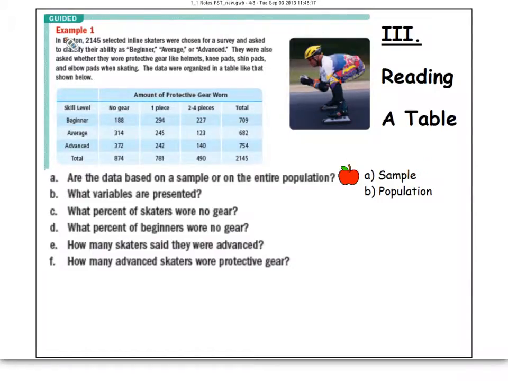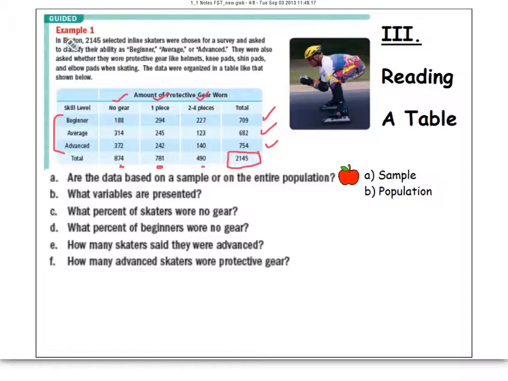Now, if you went through Learning Objective A already, we already started this problem, so let's continue on with B through F. Again, they went into the city of Boston and they surveyed 2,145 inline skaters. They asked them what level are they. They were beginner, average, or advanced. And then they asked how many pieces of protective gear do you wear? No gear, 1 piece, 2 to 4. And they tallied up how many people. In total, again, we see in the table it's 2,145 people. These 3 numbers in the row will add to that. These 3 numbers in the column will also add to that.